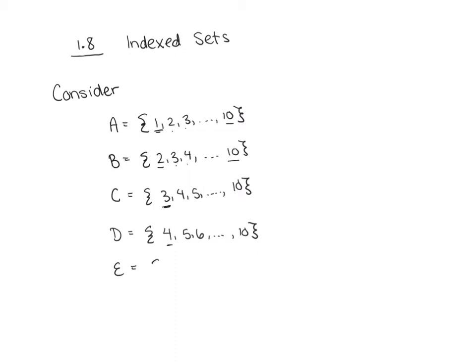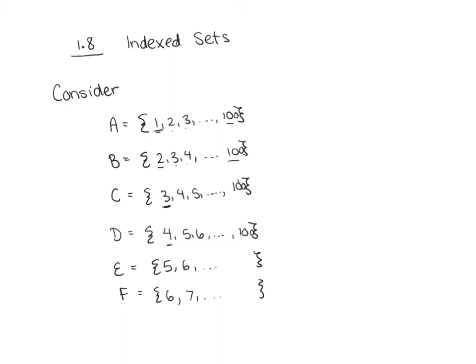Maybe I want to keep going, so I'll have another one that starts with 5, another one that starts with 6. Right? And maybe I don't even want to stop at 10. Maybe I want to stop at 100. So I could have 100 different of these sets. At some point, I'm going to run out of letters. Right? So for this sort of reason, we might want to have a better name for our sets.